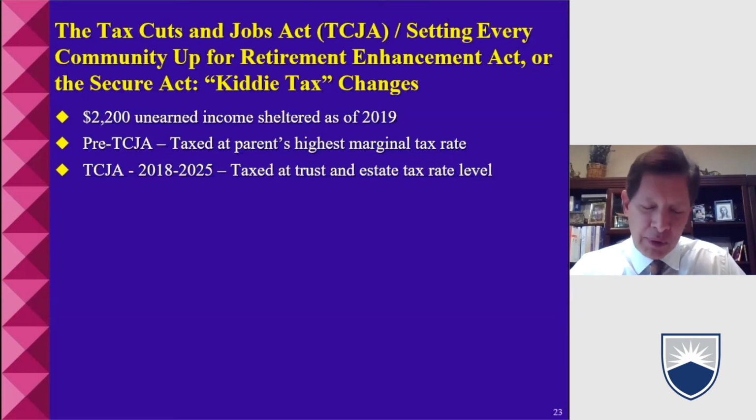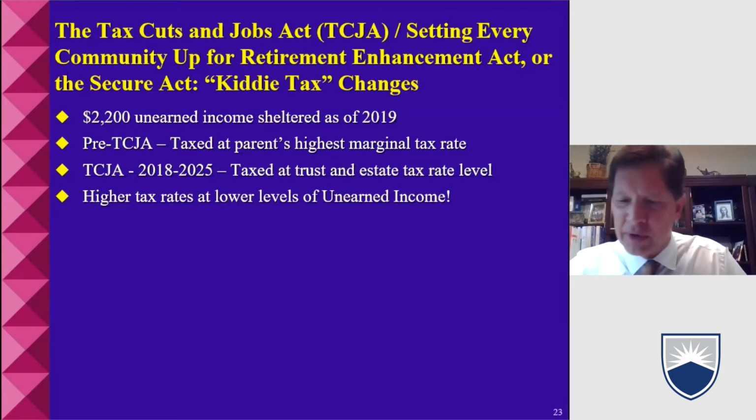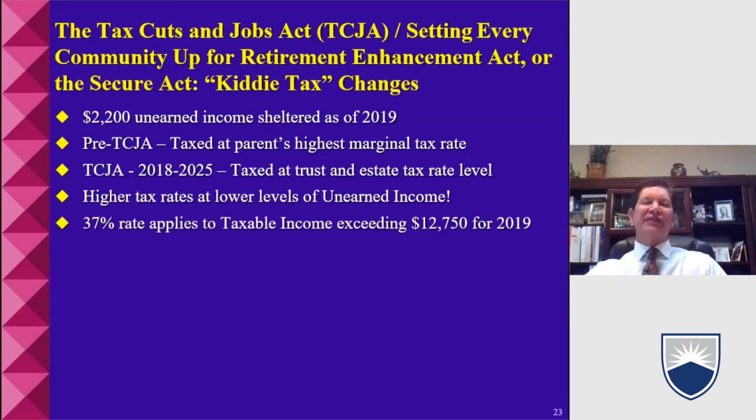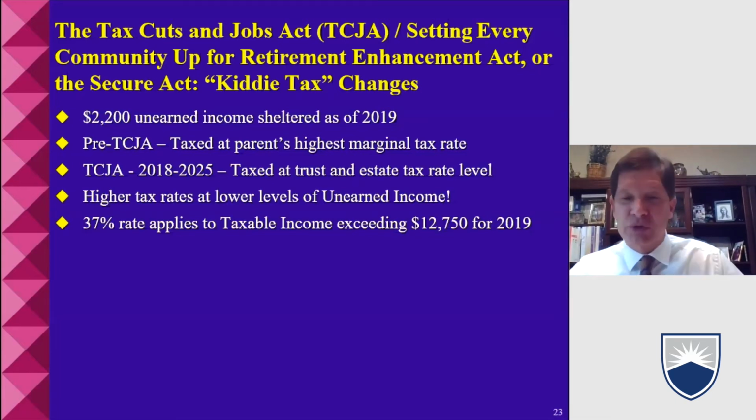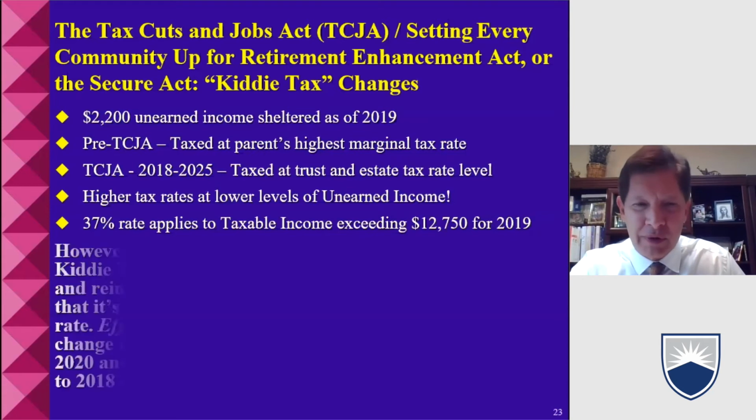which are incredibly progressive and aggressive. They're confiscatory. Higher tax rates at lower levels of unearned income. The 37% rate applies to taxable incomes for estates and trusts when they exceed $12,750. You'd only be in a 10% tax bracket on an individual return.